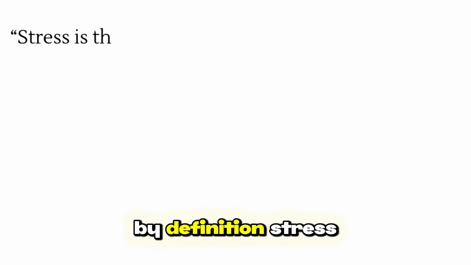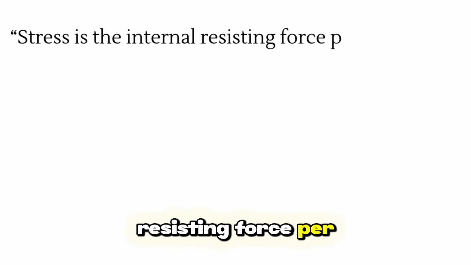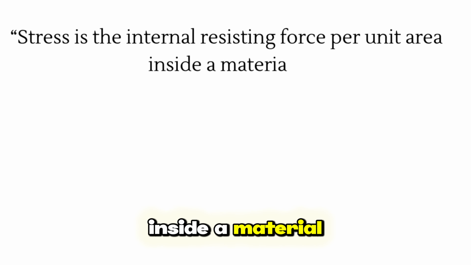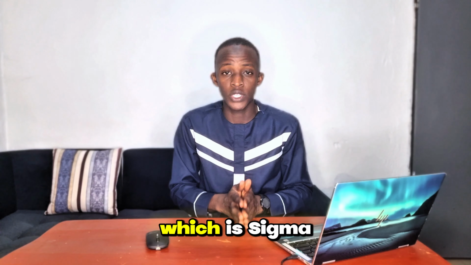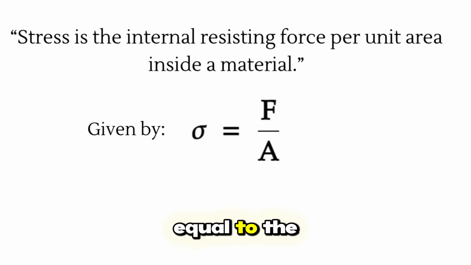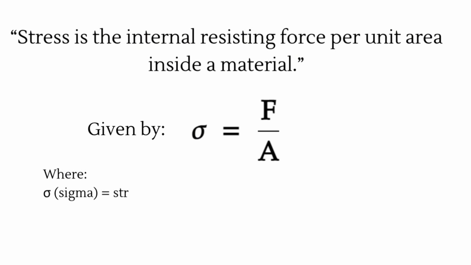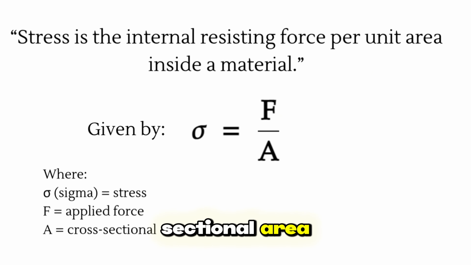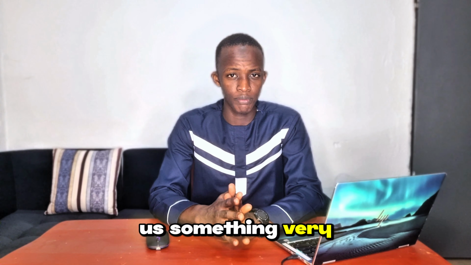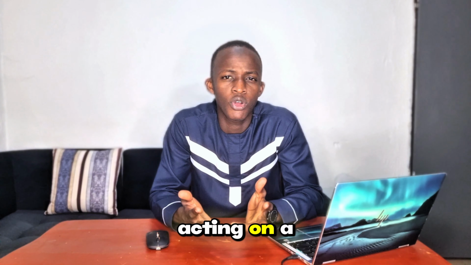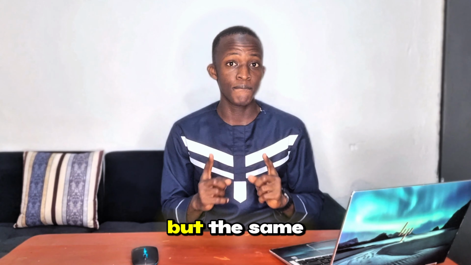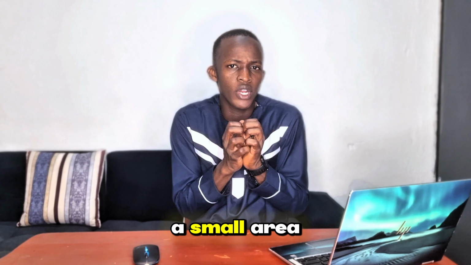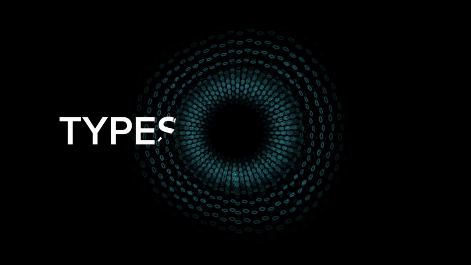By definition, stress is the internal resisting force per unit area inside a material. It is given by this formula: sigma equals F over A, where sigma is the stress, F is the applied force, and A is the cross-sectional area. This equation tells us something very important. A large force acting on a large area may be safe, but the same force acting on a small area can become dangerous.